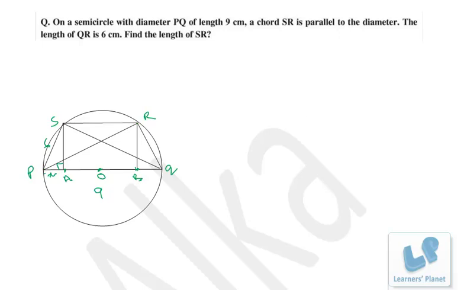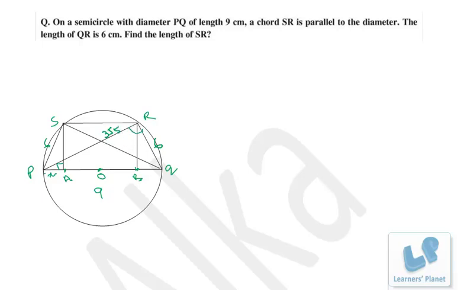Right? Now what? So this is angle in semicircle, so this angle must be 90 degree. This length is 9, this length is 6. So PR will be what? Root of 81 minus 36. That is root of 45. Root of 45 means 9 into 5. So we can say 3 root 5. So this length is 3 root 5.